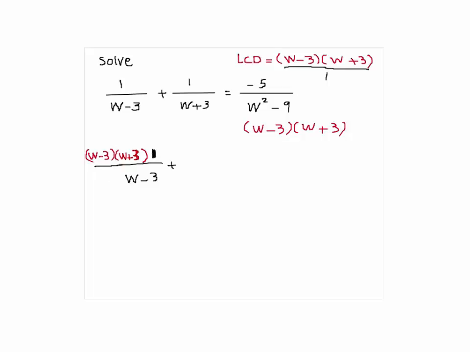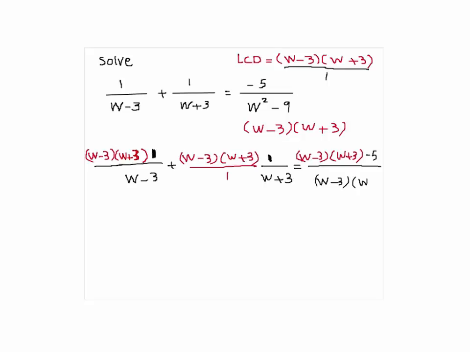So if I do the same thing with the second one, if I multiply the second fraction by the LCD, then here I get 1 over w plus 3, and then the last term the same way, w minus 3 times w plus 3, multiplied with the last term here. You notice that by doing this I eliminate all the fractions. There are some restrictions involved here.